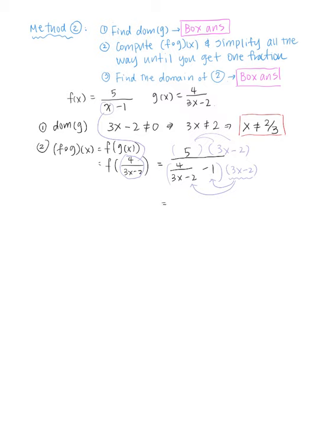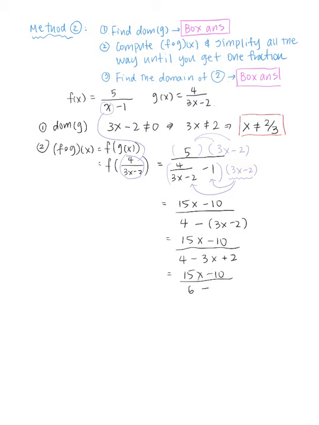So then here, what do we get? I'm just going to distribute the 5 in. 15x minus 10 all over 4 minus, and then here you're going to have 3x minus 2. Do not forget those parentheses. So you get 15x minus 10 all over 4 minus 3x plus 2. So 15x minus 10 all over 6 minus 3x. Just like what we got earlier. Okay, so now look at it. It's in one fraction, so we basically simplified it all the way.